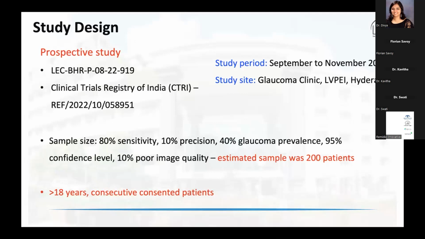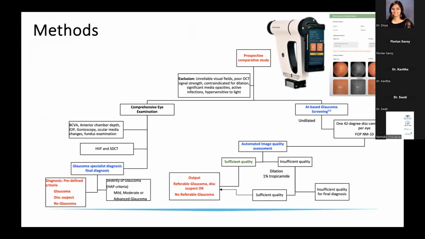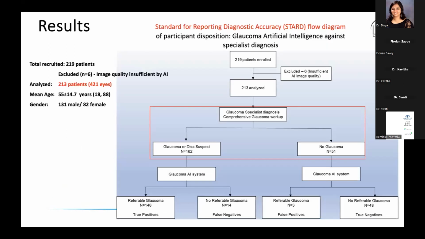Prasad in September to November 2022, we included older patients who had definite glaucoma as diagnosed by the glaucoma specialist. The glaucoma specialist did a comprehensive examination of whatever one would do to diagnose glaucoma and also confirm the severity of the disease using the visual field test as well as the OCTs. And the machine, on the other hand, was just given a fundus photograph that was taken with the offline AI tool. And the machine was asked to quantify whether there was glaucoma or no glaucoma, and that is referable glaucoma, which included the suspects as well as the glaucomas. So this was the cohort that was looked at.